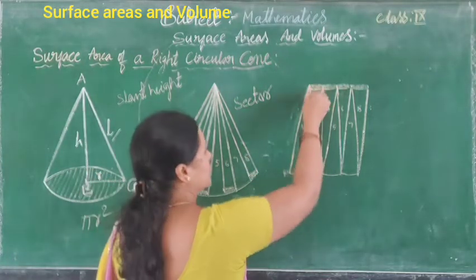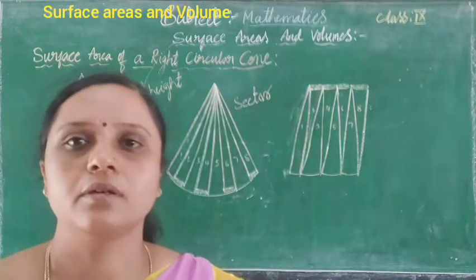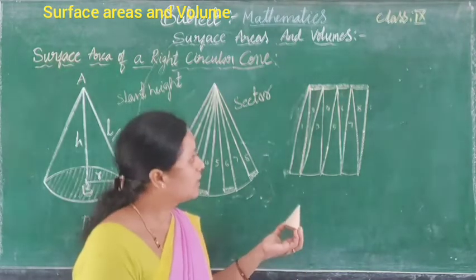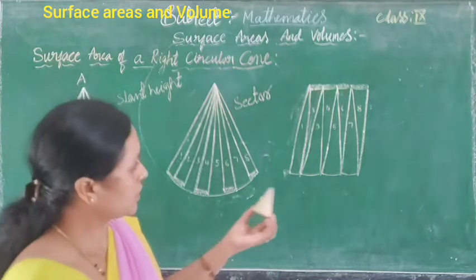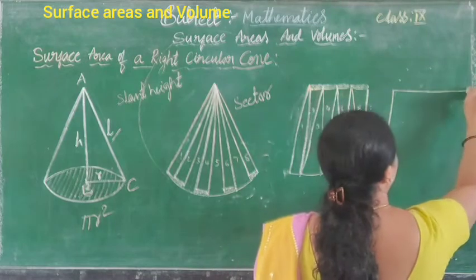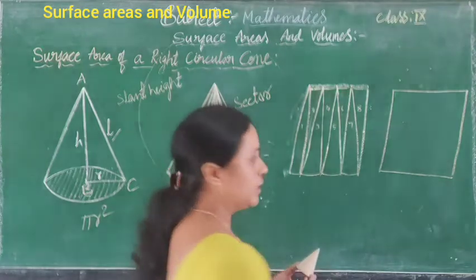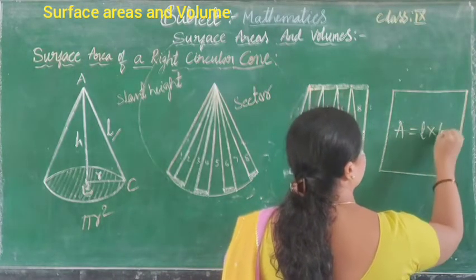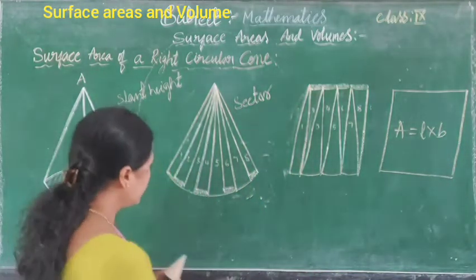Then we get a figure. What kind of figure do we get after arranging the small pieces of these triangles? Yes, it is approximately a rectangle. What is the area of the rectangle? You can see it looks like a rectangle. The area of this rectangle is L into B. So what is L here, and what is B here?